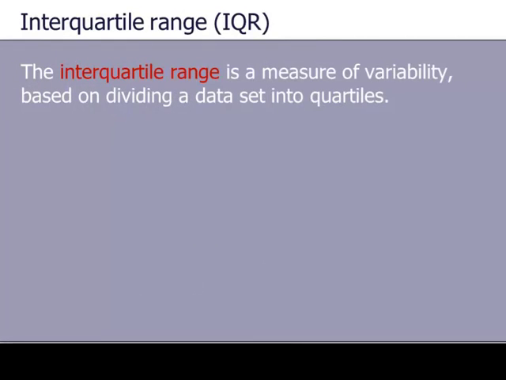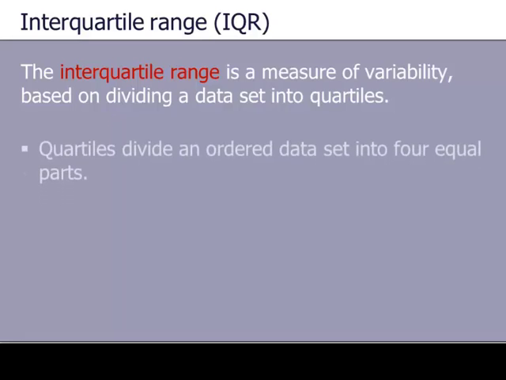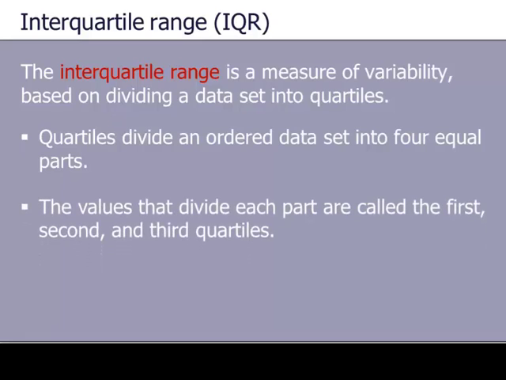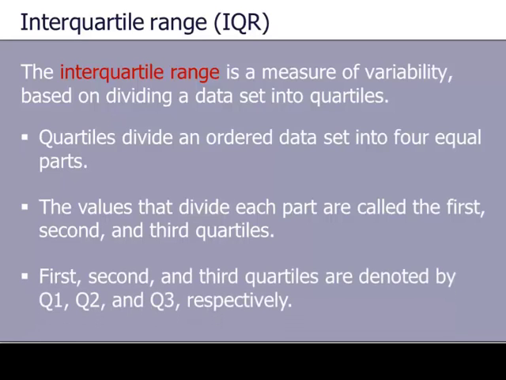The interquartile range is a measure of variability that does not ignore the middle values. The interquartile range is based on dividing an ordered set of data into 4 equal parts called quartiles. The values that divide each part are called the first, second, and third quartiles. These quartiles are denoted by Q1, Q2, and Q3, respectively.